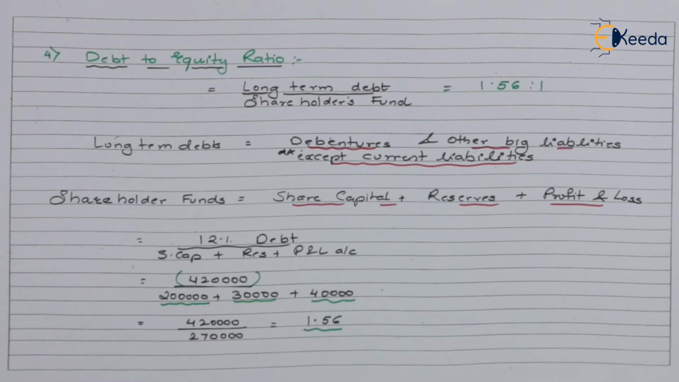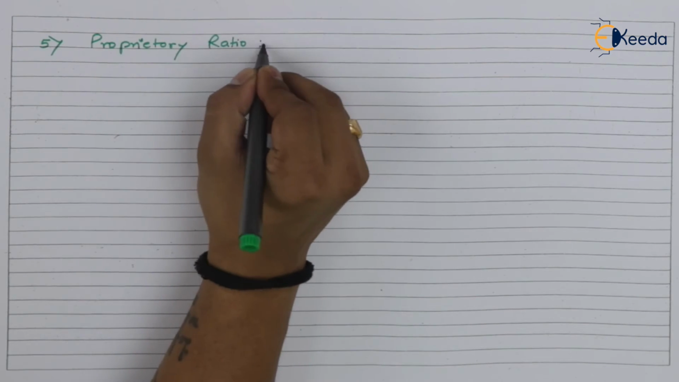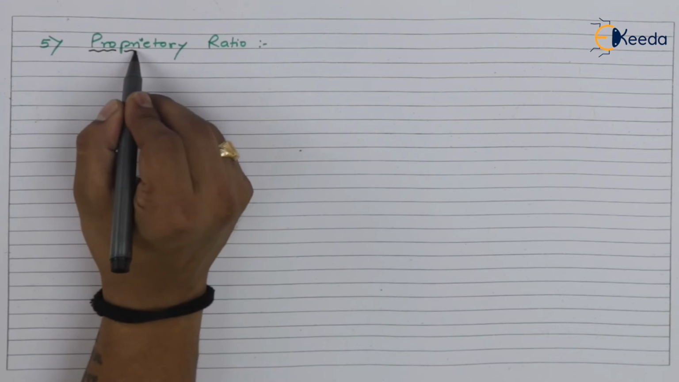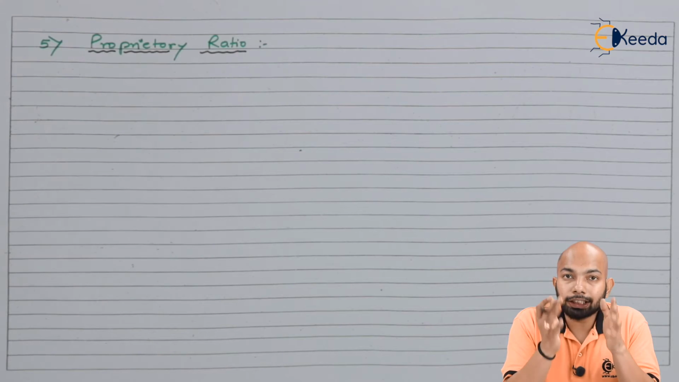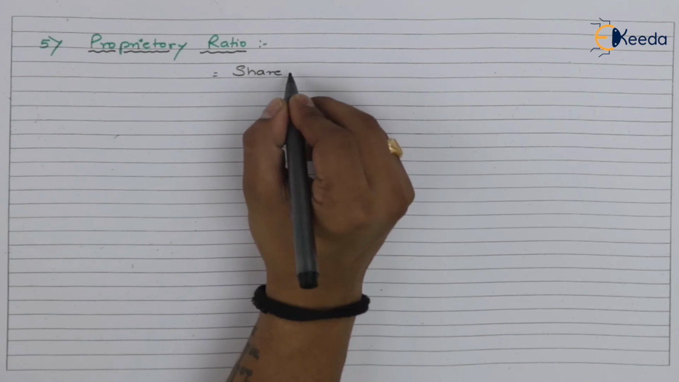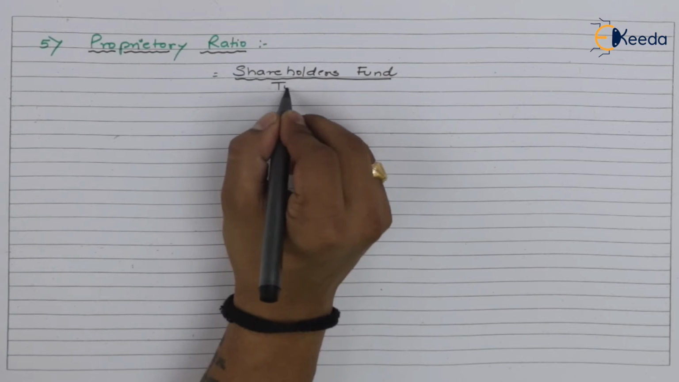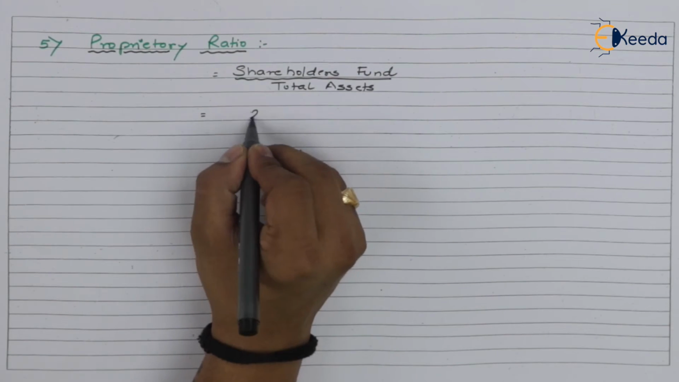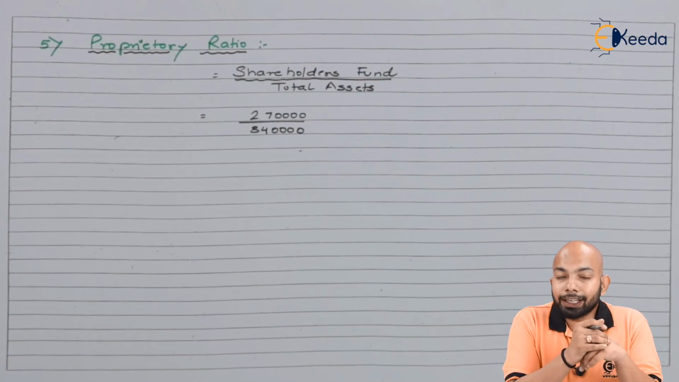Now let's figure out the next ratio. We have the proprietary ratio that we have to figure out. Let's figure out the formula of this first. If you see, the proprietary ratio formula is shareholders funds upon total assets.